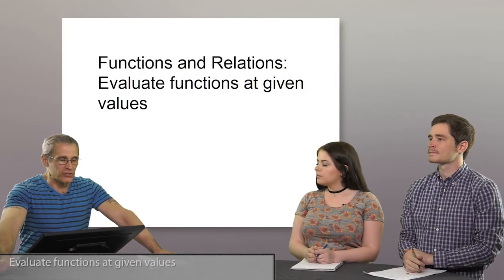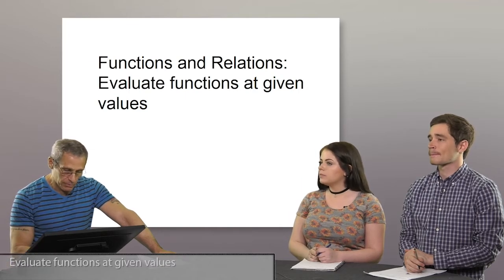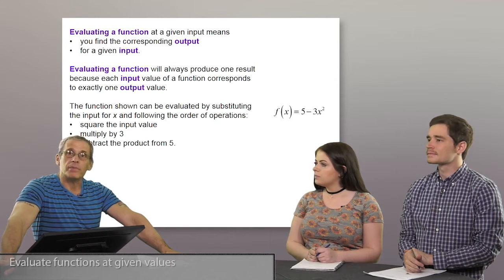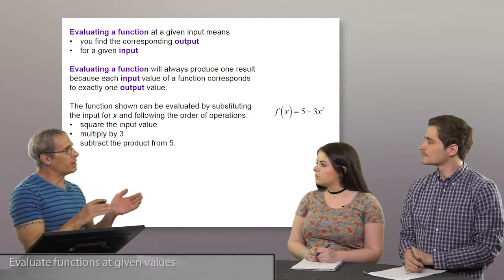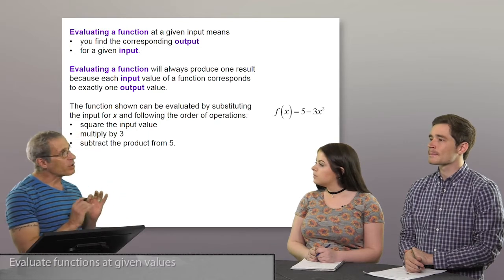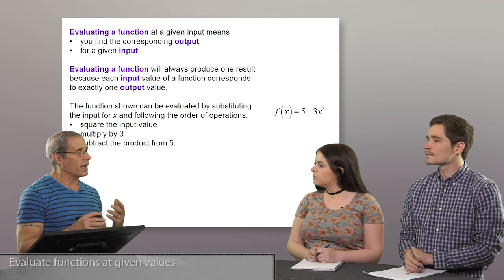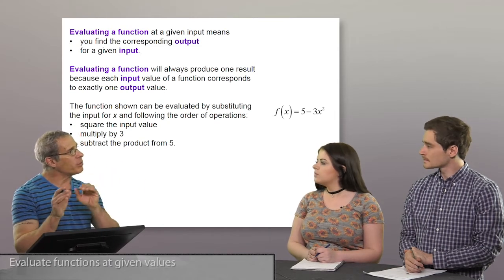Functions and relations. Evaluate functions at given values. Hello. Today we're going to evaluate a function at an input. And what this means is you're going to find a corresponding output for the given input. Now remember, when you evaluate a function, this will always produce exactly one result. Why? Each input corresponds to exactly one output.